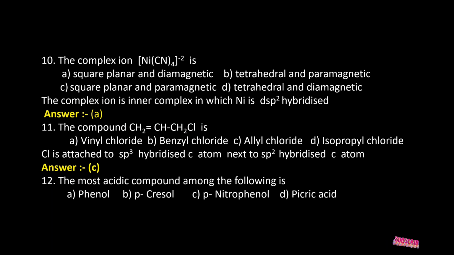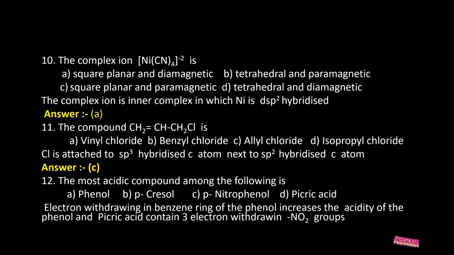But paracresol contains an electron releasing group, the CH3 group. It is an electron releasing group present in paracresol. So it is less acidic because it decreases the acidity of the phenol, and phenol contains neither an electron withdrawing nor an electron releasing group. So it is not the most acidic. The most acidic is picric acid. Hence the correct answer is option D, that is picric acid.